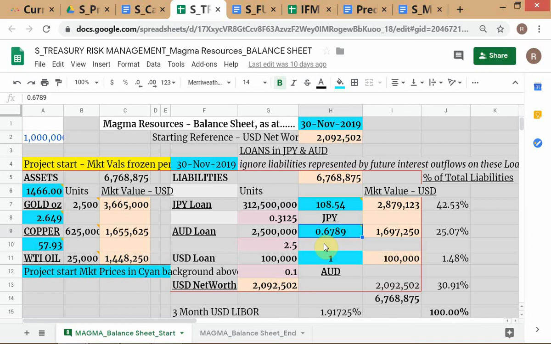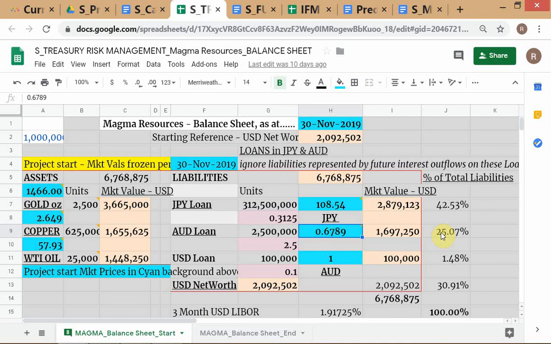On the left hand side, 2.5 million is the Aussie amount of the loan. That doesn't change. But now I'm going to make the Aussie strengthen. Watch what happens to the dollar amount here. This will go up, and where will the adjustment come? Is my question clear? On the liability side, the dollar equivalent value of the Aussie loan is going to go up.